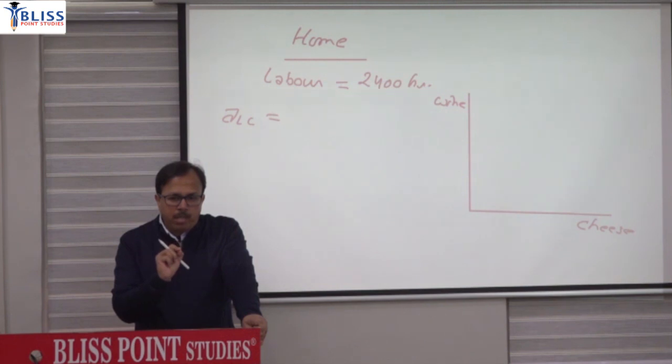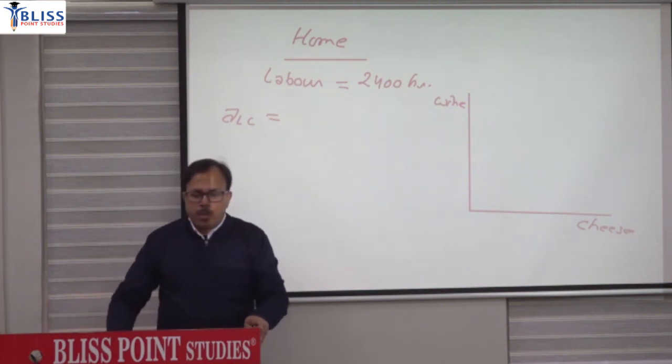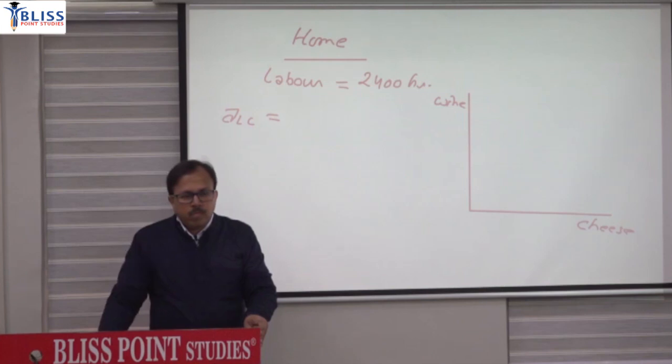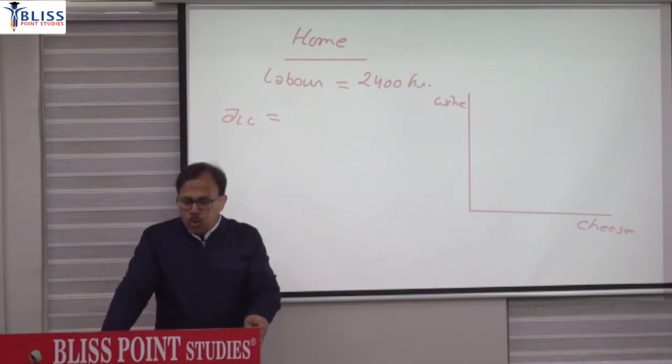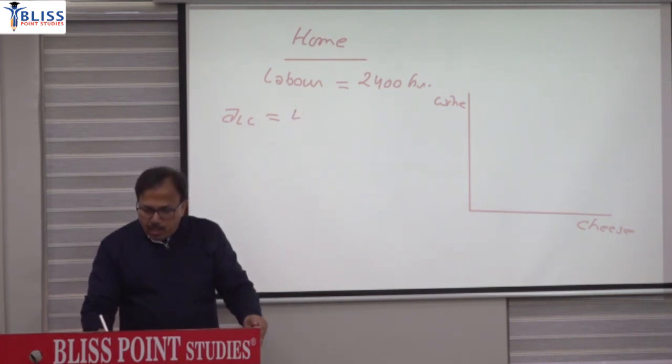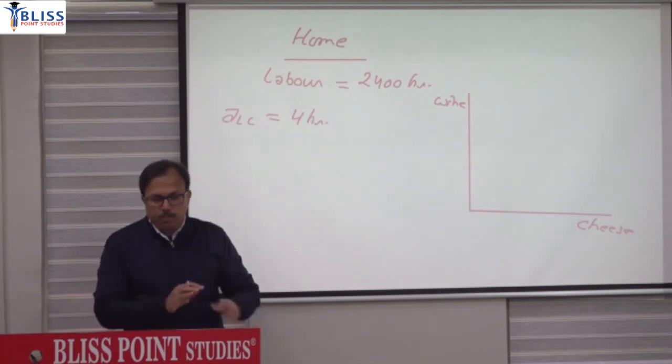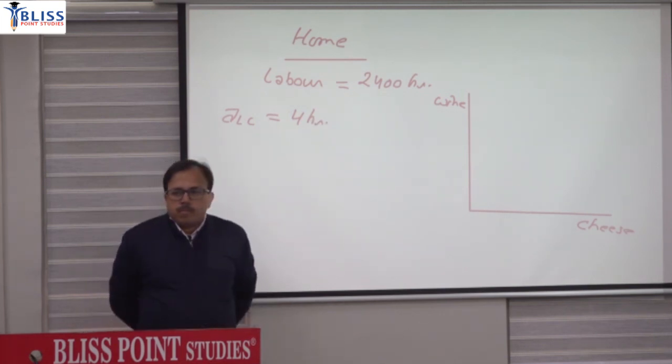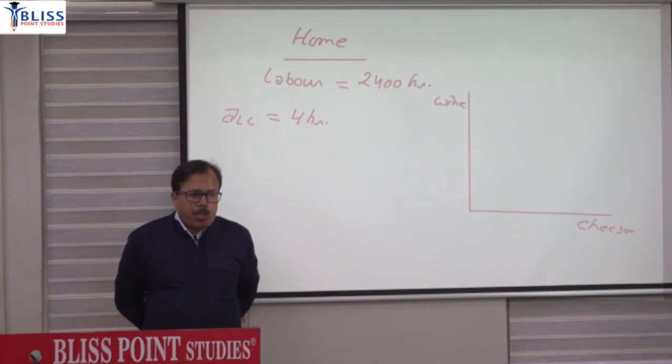Unit labor requirement to produce cheese in home country. Now if I write 4 hours, it means what? I said ALC is the unit labor requirement to produce cheese in home country. So it is 4 hours. It means it will take 4 hours to produce 1 unit of cheese in the home country.